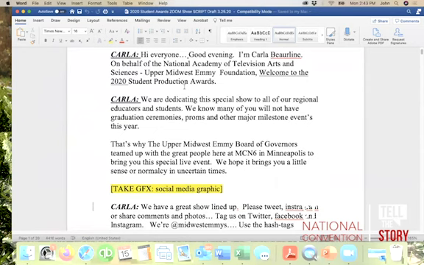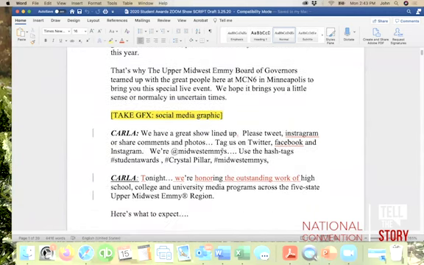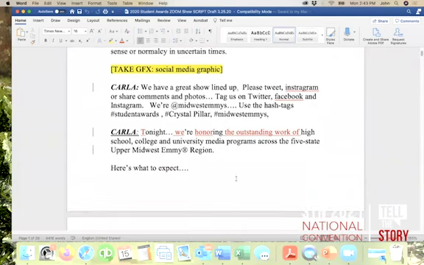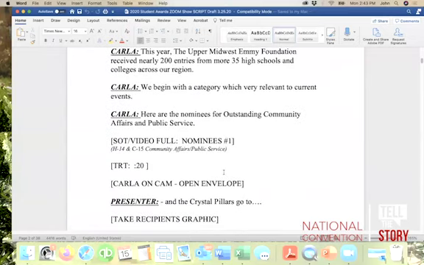because I made a clean copy just for the teleprompter. So this way I made it a little easier for the director who doesn't know anything about how we do it. I would highlight, take graphics so they know this is where the graphics were coming up. I would always have Carla announce things like that. So this is just a different way.